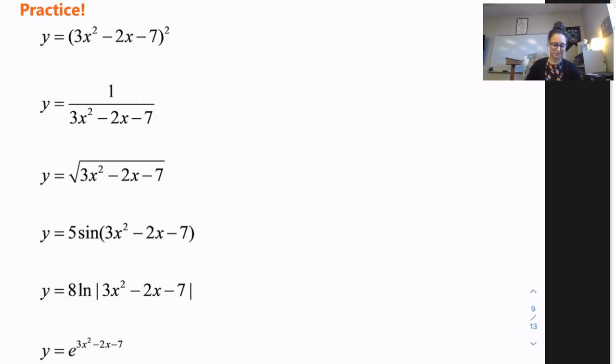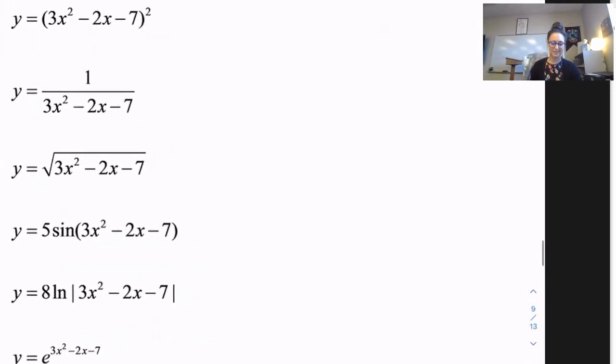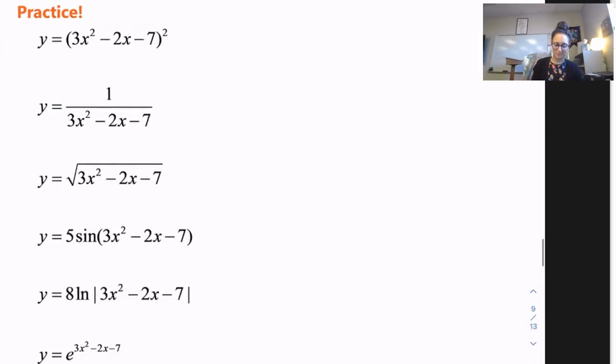Okay, it's time to practice. I'm going to force a pause on your screen. Please copy what I have, and then we will do these together. Okay, we're back. So, notice that all of these require a chain rule. In the case for all of these, the inside function is always 3x squared minus 2x minus 7. That's the case for all of them. The only thing I've changed is the outer function.